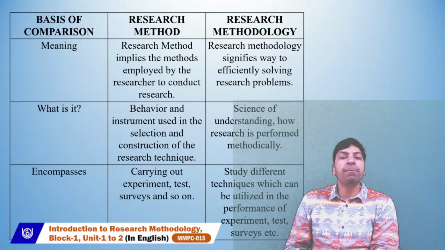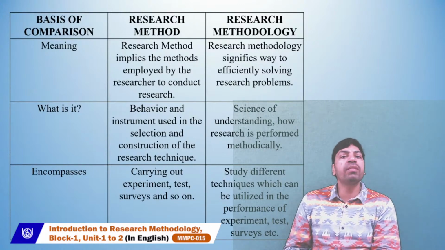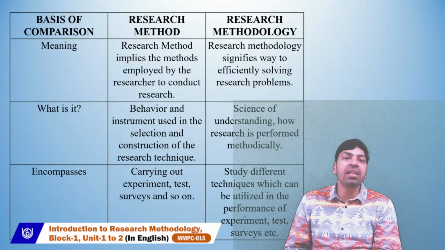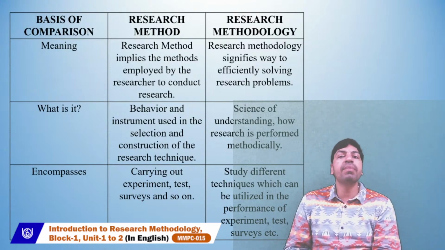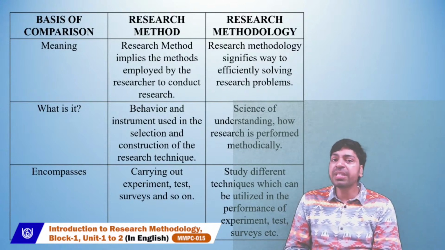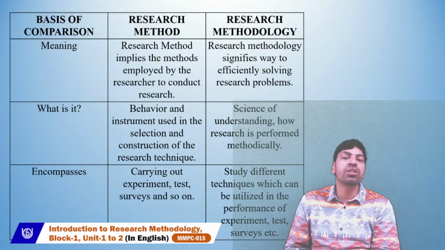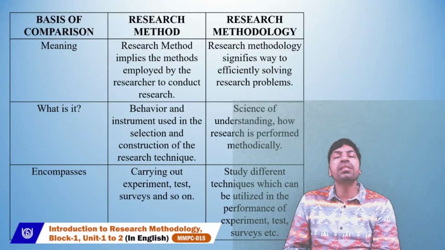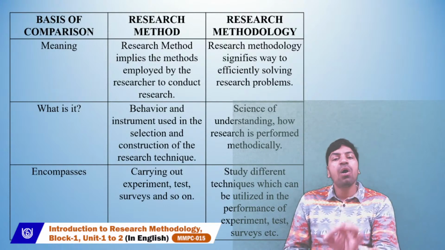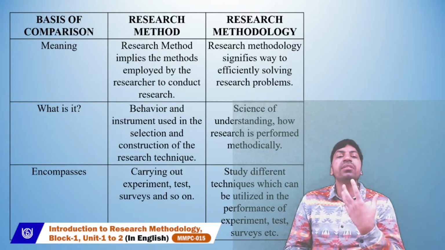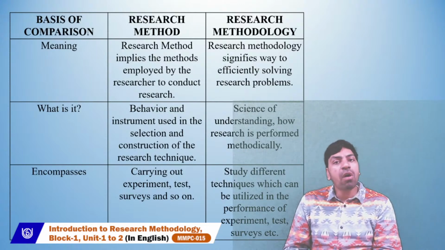Now we can come to the most important part of this section: what is the difference between the research method and the research methodology? Let's understand the basis of comparison, meaning. Research method always includes all those methods which are used by the researcher to conduct the research. But research methodology is an efficient way or technique of how the research problem is to be solved efficiently.